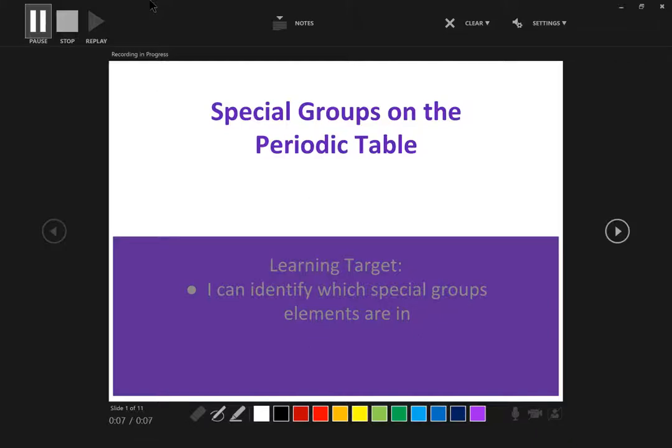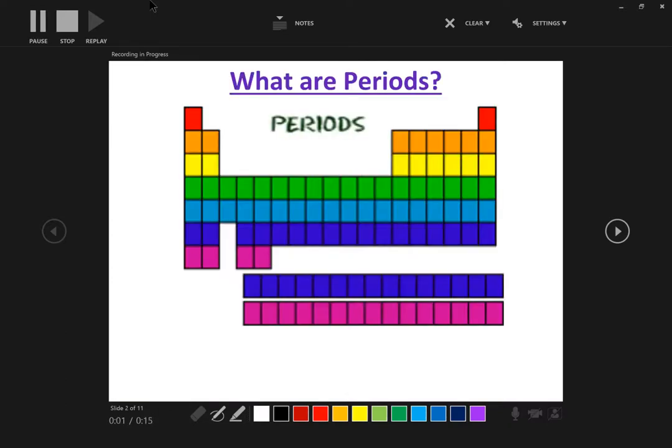These notes are about the special groups on the periodic table. Your learning target is, I can identify which special groups elements are in. What are periods? Periods are horizontal rows on the periodic table.